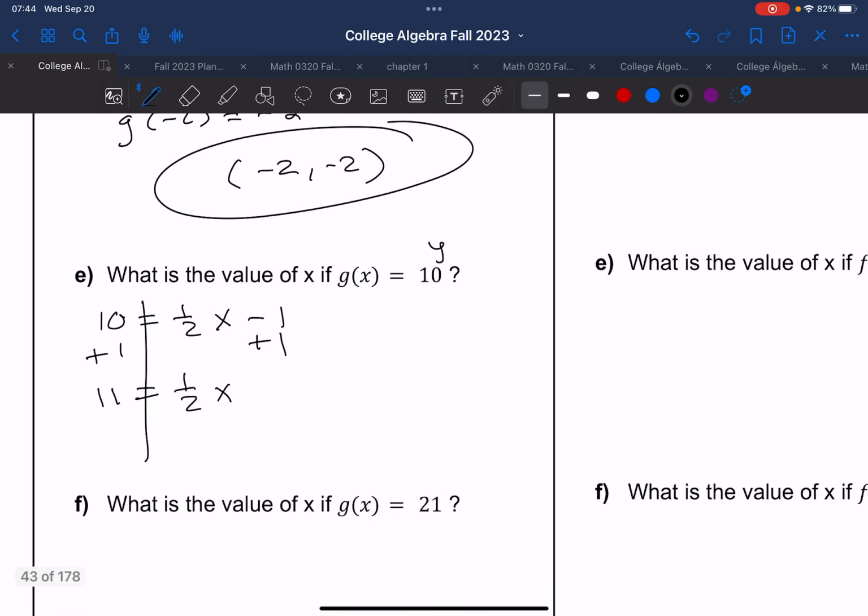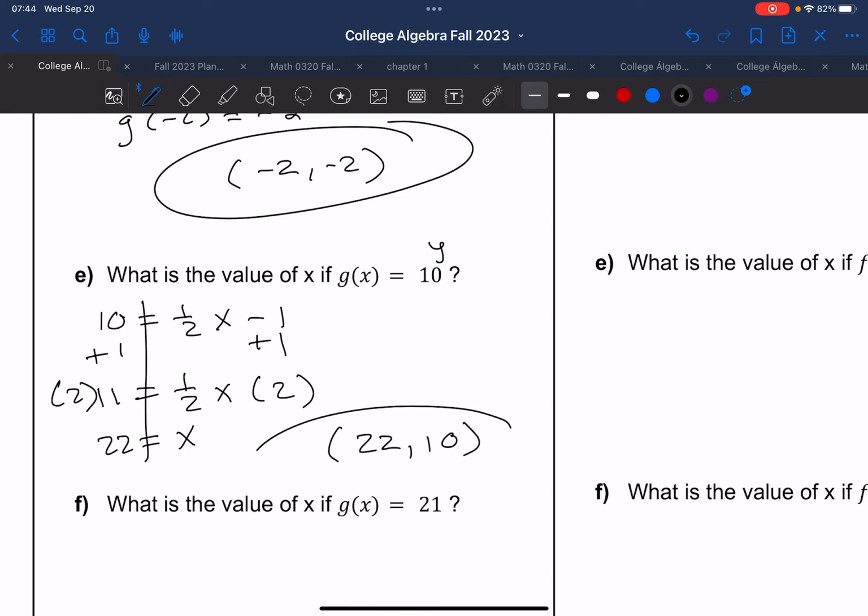And what do I need to multiply x by to get rid of that 1/2? 2. So I get 22 is equal to x. So what is my point? (22, 10).